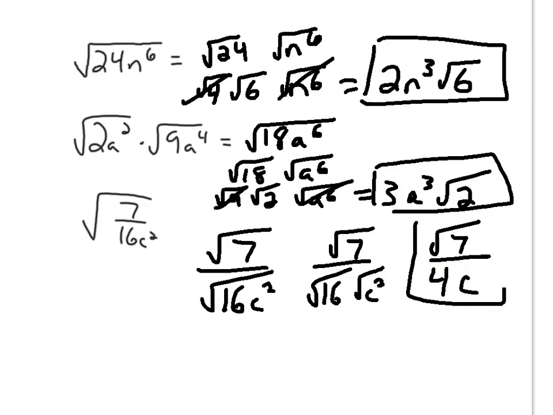It's the square root of 7 over 4 times c. There's nothing else I can do with that. And if I check underneath the radical, I've got no perfect square factors. I've got no fractions under my radical sign. Okay, and I've got no radical in the denominator. So I am all simplified.